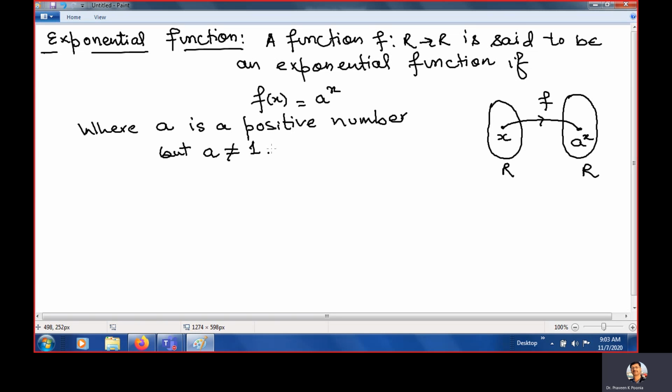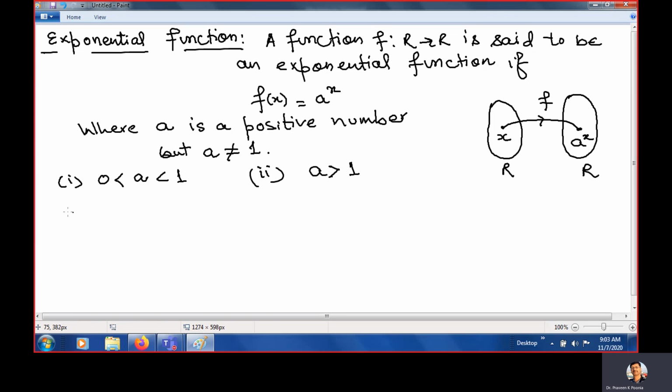If it is not equal to 1, then there are two possibilities. What are the two possibilities? Because a is positive, a is either less than 1 or greater than 1, because a cannot be 1. Possibility number 2 is a greater than 1. These are the two possibilities for the exponential function f(x) = a^x.